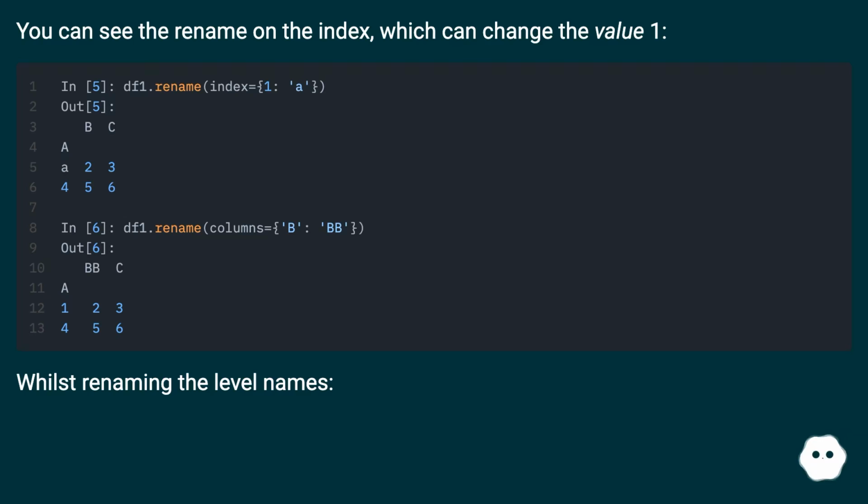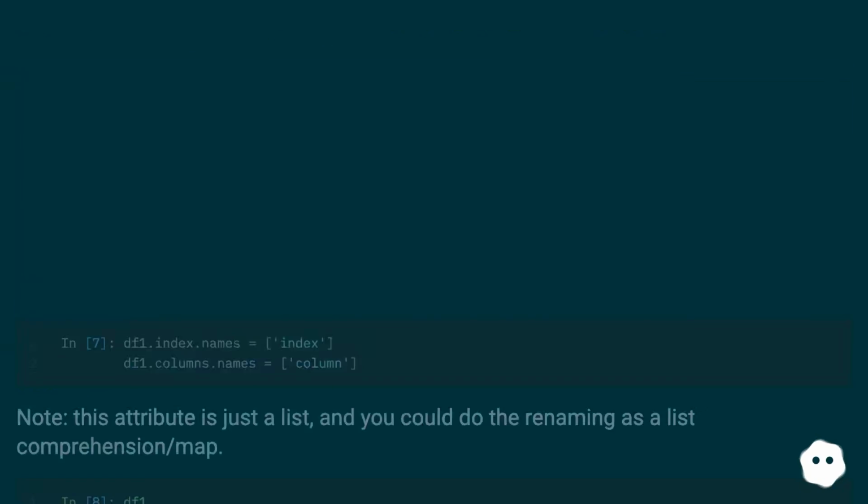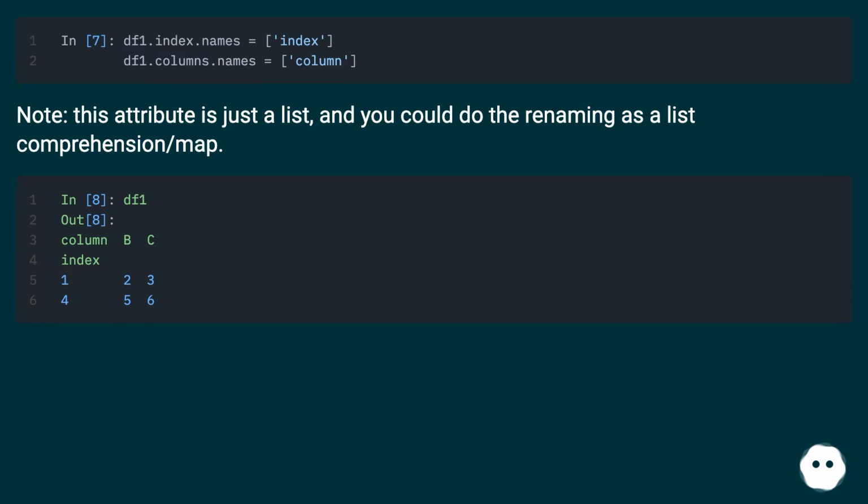You can see the rename on the index, which can change the value 1, whilst renaming the level names. Note, this attribute is just a list, and you could do the renaming as a list comprehension/map.